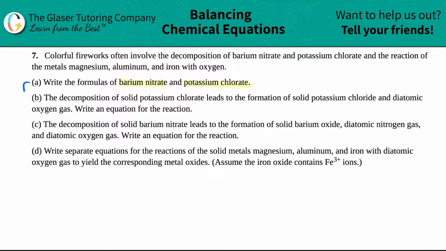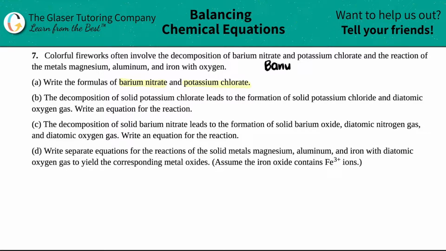Okay, so we have A, B, C, and D to do here. At some point, I'm probably going to have to erase some questions, so just make sure that you pause the video when you want to and write everything down. But for now, I have a little bit of room up here to write the formulas of barium nitrate and potassium chlorate. This is old news, right? We've learned this in chapter 2, I believe.